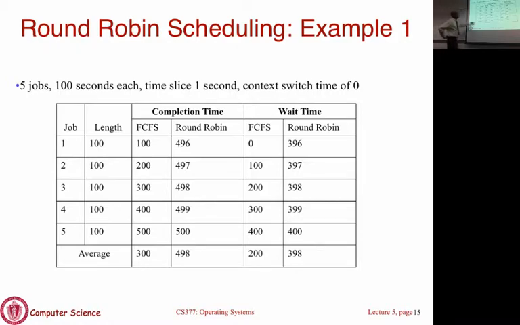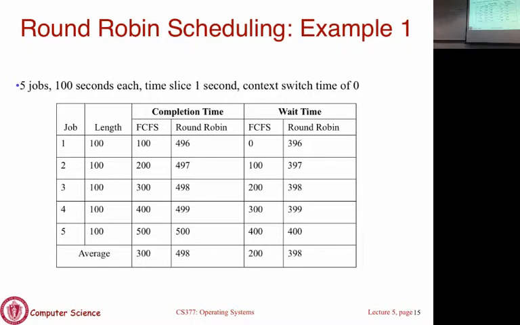So that's what's shown here. With FCFS, you finish at 100, 200, 300, 400, 500, and the average is the mean of those, which is 300. Now you do round robin. Job 1, although it arrived first, is finishing very close to the others: 496, 97, 98, 99, 100. The average is 498. So completion time has gone up in round robin.